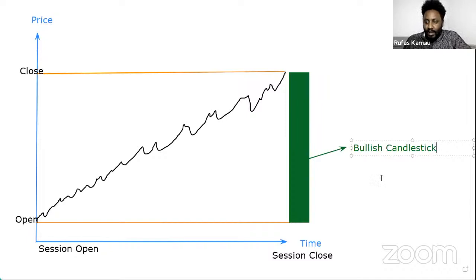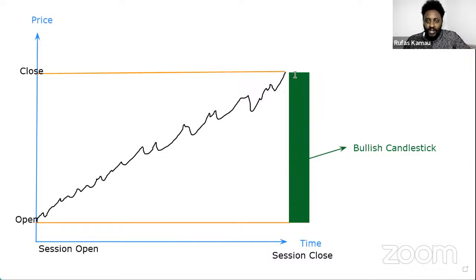Generally in the market, when something is going up, we describe that as bullish. If something is going down, then we describe that as bearish. So it basically tells you a very simple piece of information: that the opening price and the closing price are this distant. So this is the opening price and the closing price.